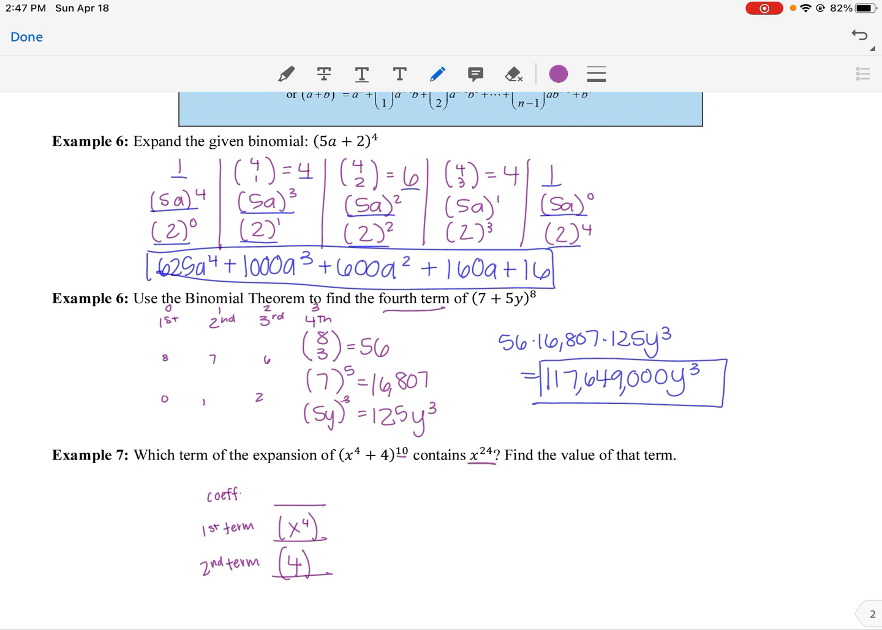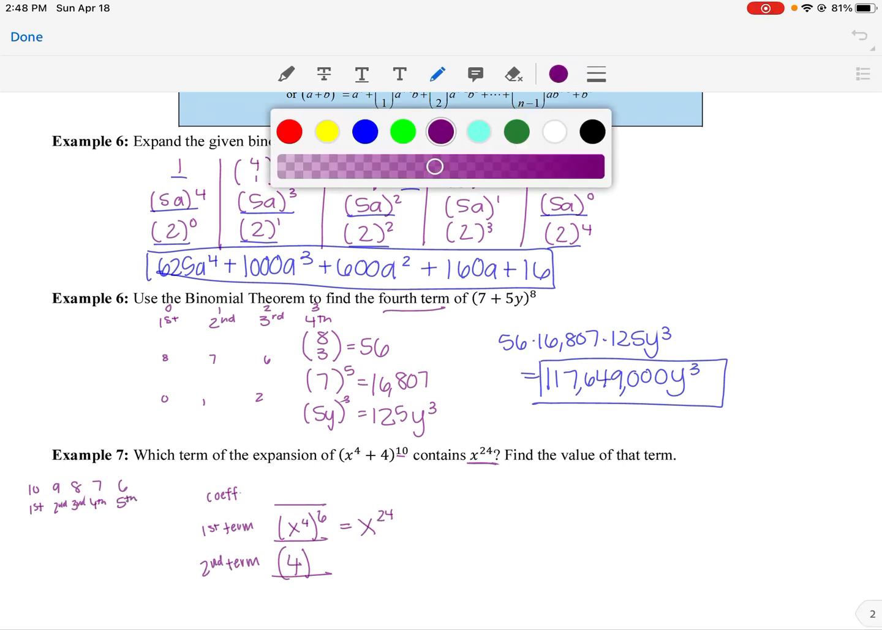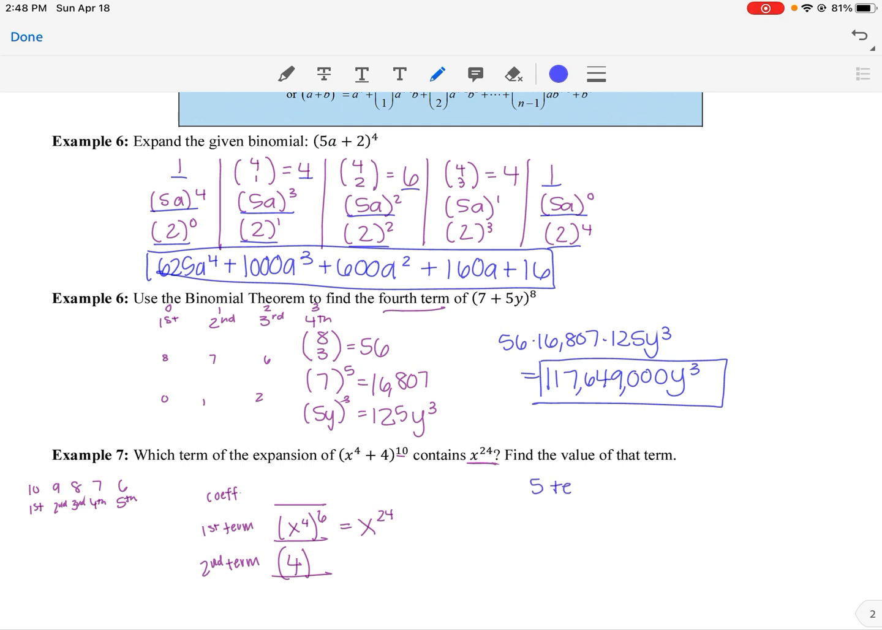Since we want it to be x to the 24th, I'd say to myself, the only thing that has an x is that first term. So what am I going to have to raise this to get to the 24th power? I'm going to have to raise it to the 6th. But be a little careful here. You may think, 6, oh, it's the 6th term, right? That's a little bit different, because if you go 10, 9, 8, 7, 6, this is your first, second, third, 4th. We're talking about the 5th term here. So which term is this? This is the 5th term.